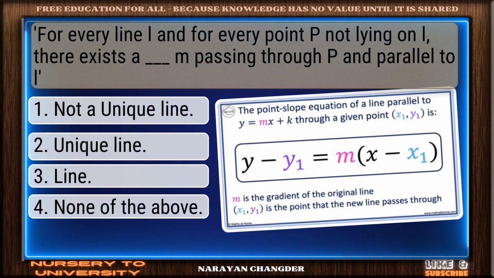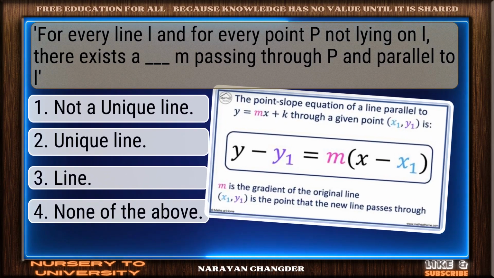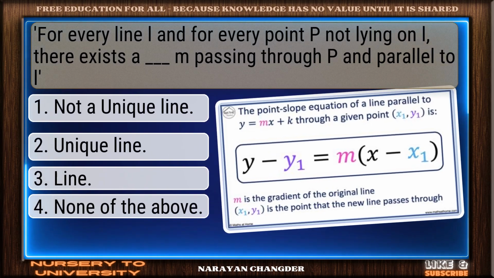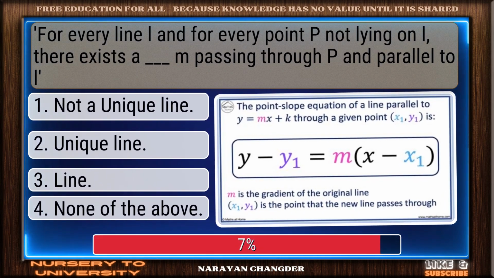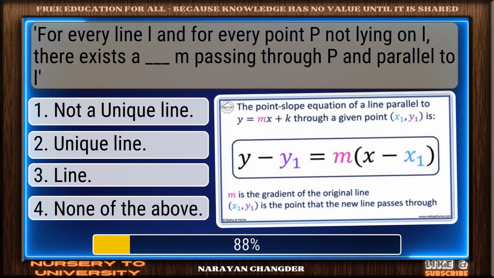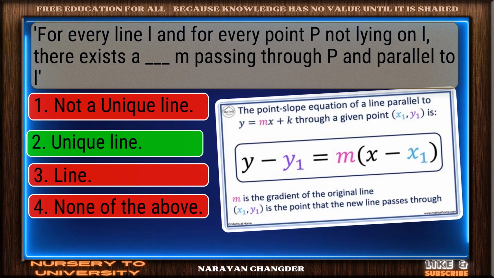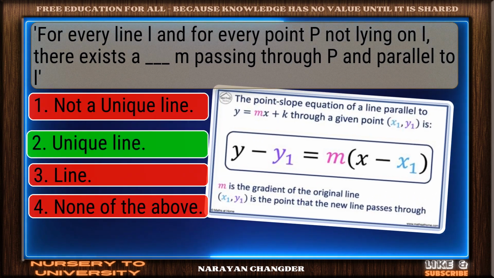Question number 8. For every line L and for every point P not lying on L, there exists a dash M passing through P and parallel to L. You got it? Your choice unique line is right.